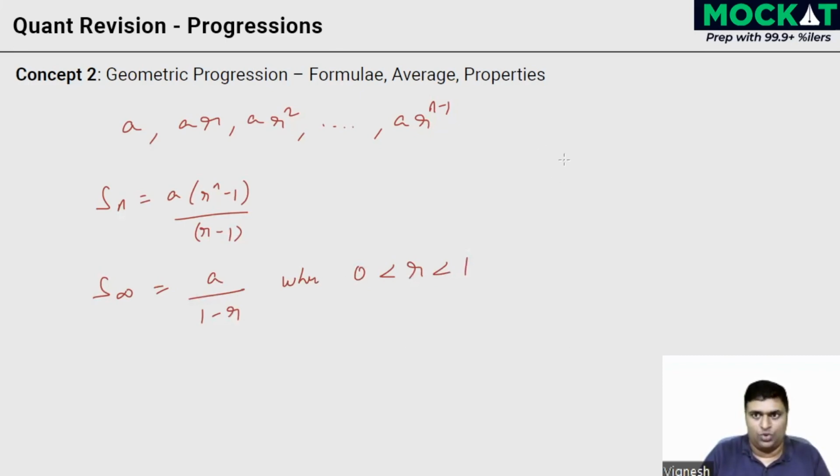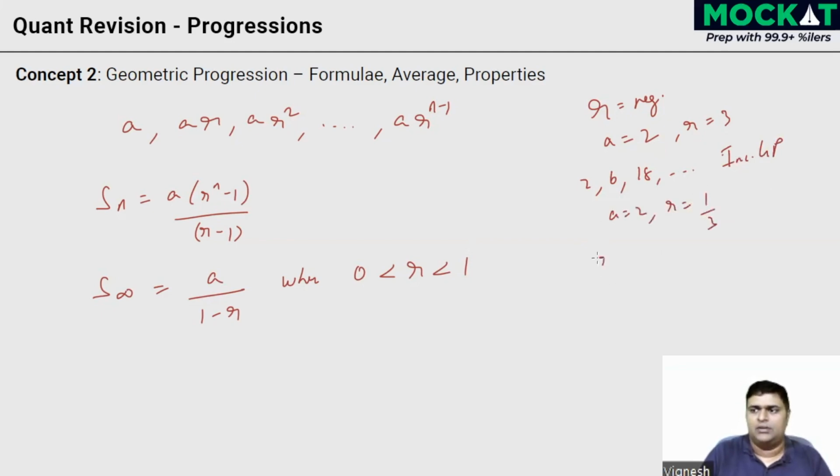A couple of other things you have to note with geometric progression is your common ratio can be a negative term, right? For instance, a can be 2, let us say, and let's start with this. If a is 2 and r is 3, then your terms are going to be 2, 2 into 3, 6, 6 into 3, 18, and so on. This is an increasing GP. Now, if a is 2 and r is 1 by 3, then we're getting 2, then 2 by 3, 2 by 9, right? 2 by 3 into 1 by 3. This is a decreasing GP.